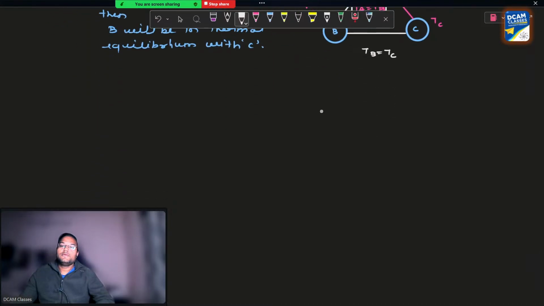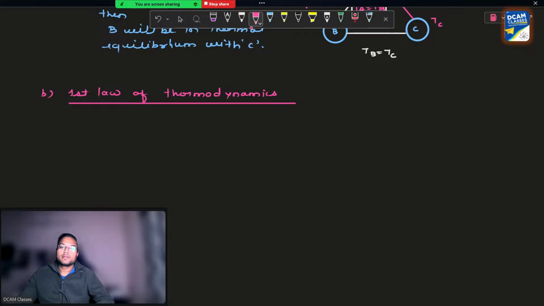Okay, now we'll be starting the most important law. That's first law of thermodynamics. What is first law of thermodynamics? Statement is very important. First law of thermodynamics says delta Q is equal to delta U plus delta W. This is the statement. First law of thermodynamics.